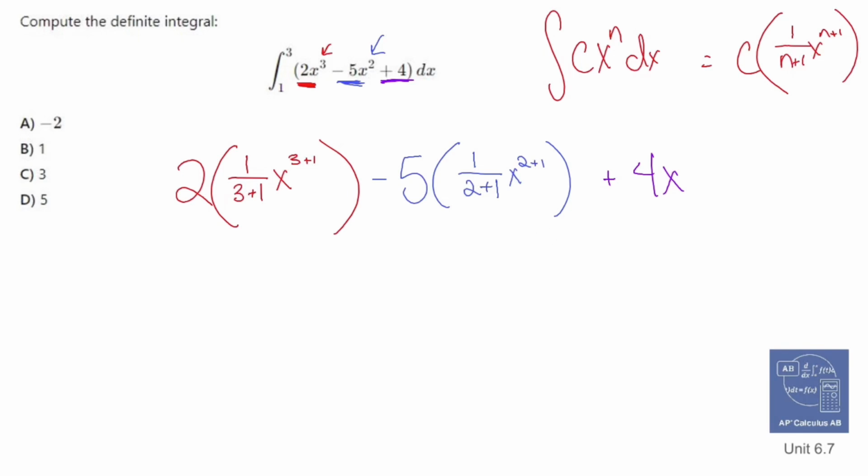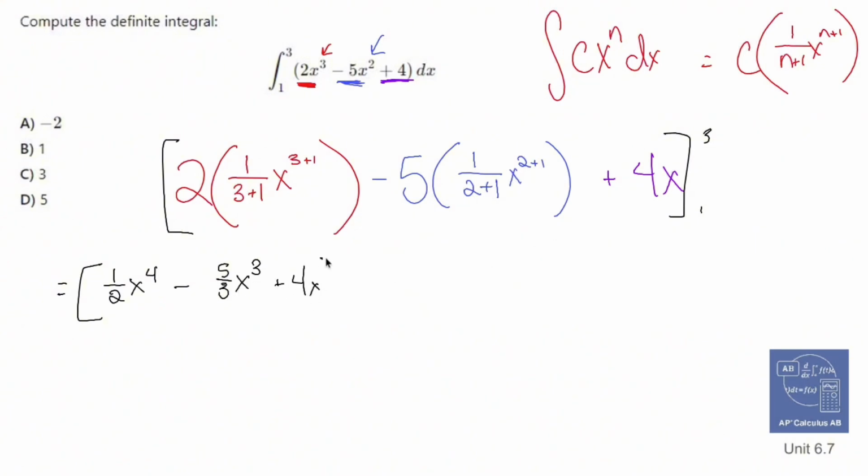Don't overthink it. So let's clean this. Oh, and by the way, with all of this, I still have my limits of integration of 1 to 3. I can't forget that. So let's clean this up. This will be 1/4. So 2 times 1/4 is a half, x to the 4th power. Minus, this will be 1/3, so minus 5/3 x to the 3rd, and then plus 4x is much more manageable. Limits are 1 and 3.